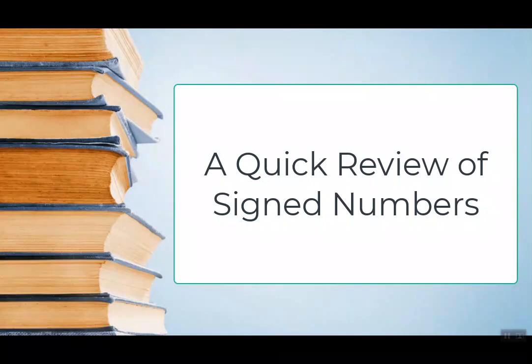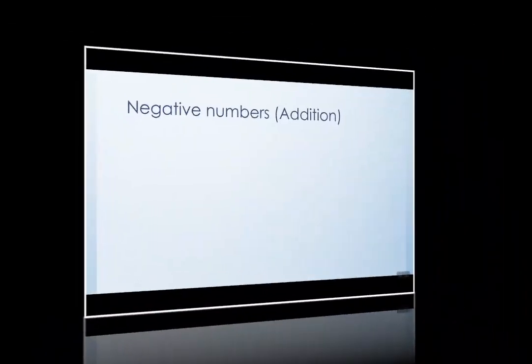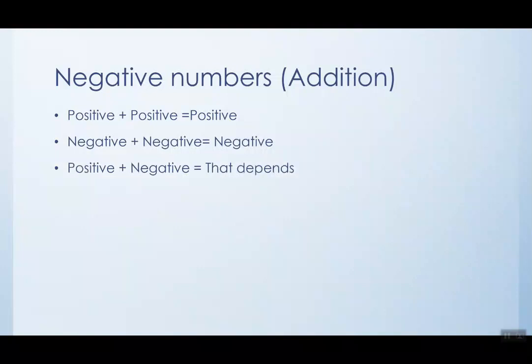Today we're going to review negative numbers. So what do we need to do? We need to talk about addition, subtraction, multiplication, and division. Let's start with addition. Remember that a positive plus a positive is going to give us a positive number. If we have a negative plus a negative, then we have a negative. But what happens if we have a positive plus a negative?